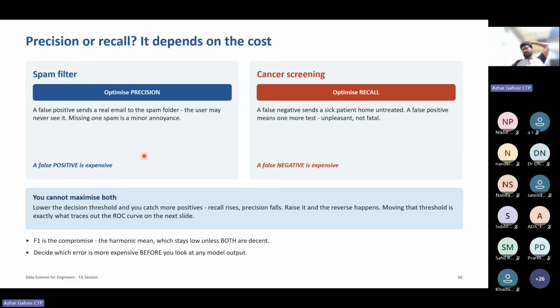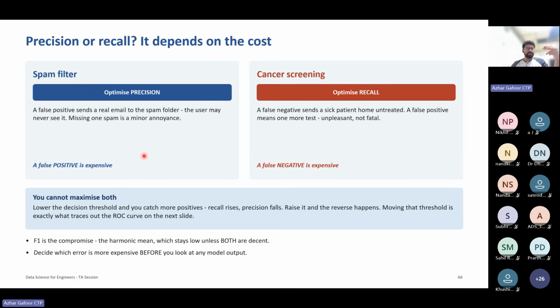So what is the right metric? We have already seen and discussed the examples. In a spam filter, a false positive sends a real email to the spam folder. If we receive a lot of emails, maybe one of them is very important to us, but it is falsely flagged as spam, so it goes to the spam folder and we will miss it.